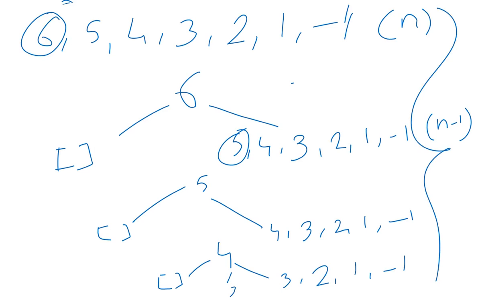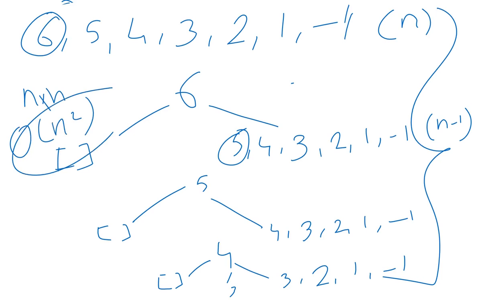So what is the height of this tree? The height of this tree is not log n, but it is n. So the height of the tree is n, and we are doing n work at each level. So the complexity is n times n, and so the worst case complexity is big O of n square. So that is very important. That's the worst case complexity.